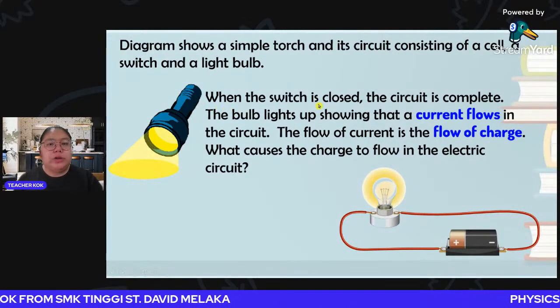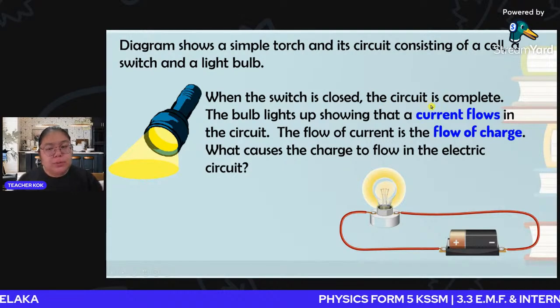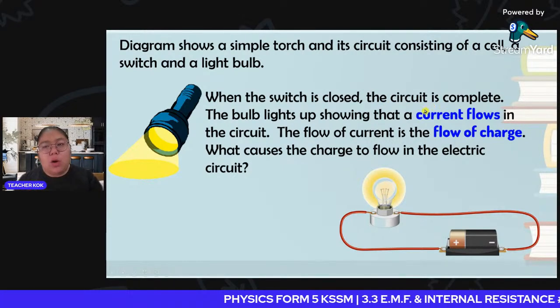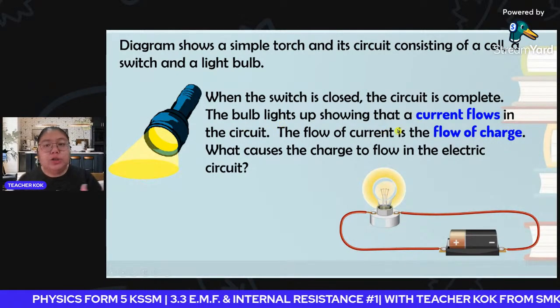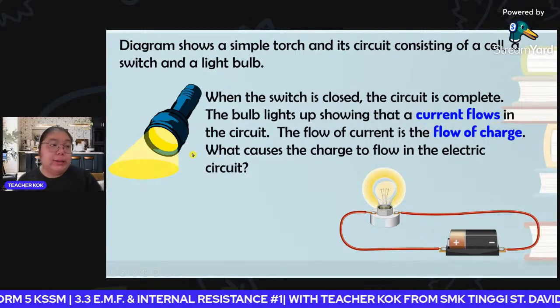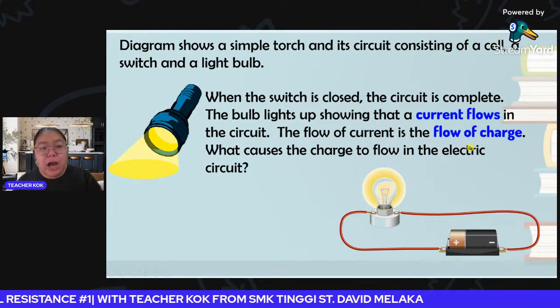So from here, when the switch is just closed, then the circuit is complete. Does closed mean on? When you switch it on, the circuit becomes complete, then the bulb will light up. This shows the current flowing in the circuit. So this flow of current is the flow of charge.